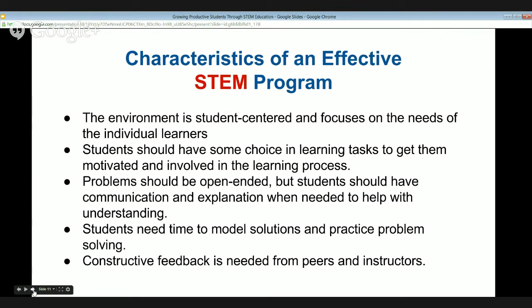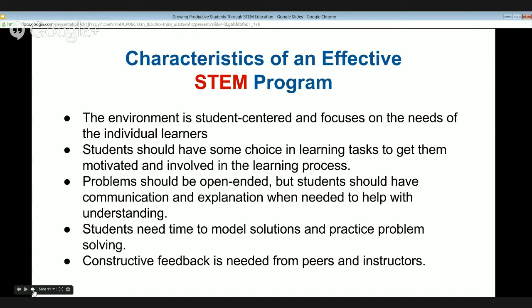So, the characteristics of an effective STEM program. Well, to begin with, if you have an effective STEM program, the curriculum is student-centered and it focuses on the needs of the individual learners. The students get some choice in their learning task. You give them the overall problem, then they look at that problem and begin thinking and brainstorming and coming up with some ideas about their own solutions to the problems. The nice thing about this is that it gets these students motivated and more involved in the learning process.